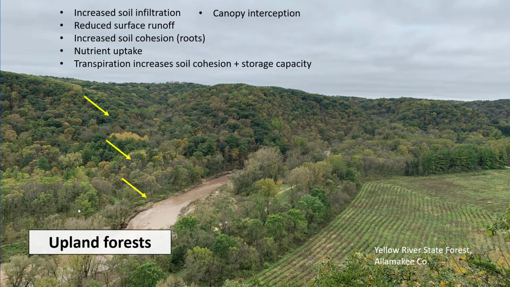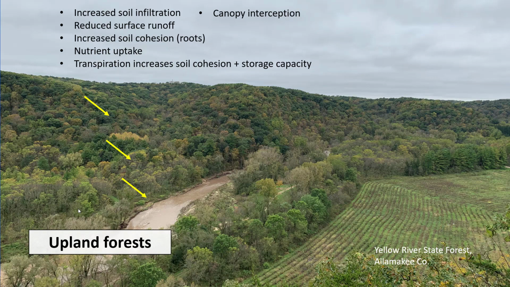They also uptake nutrients and store them above ground, so nitrate, phosphorus, things like that. They store them, preventing them from getting washed into our streams. They also transpire water readily. They suck water out of the soil and evaporate it back up into the atmosphere. And when you remove excess moisture from the soil, it helps to bind the soil particles together, again increasing the cohesion and reducing the chance that those particles will be eroded and transported into the stream.